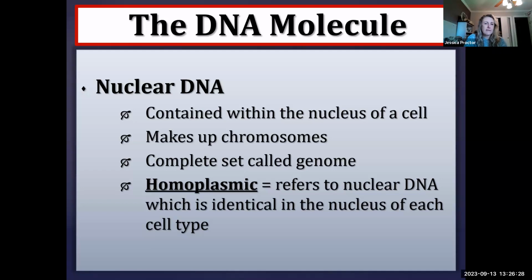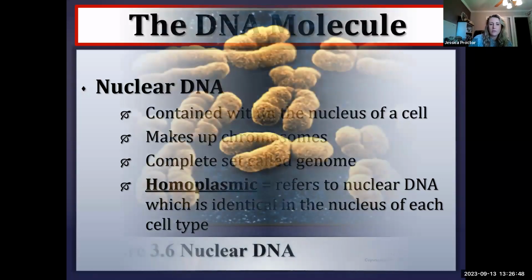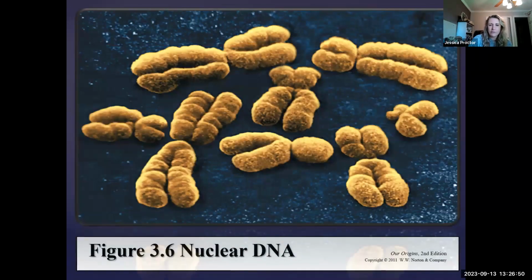So within every single skin cell, the DNA is identical to that in our blood cells, our bone cells, and our nerve cells. Of course, there are specialized cells, but essentially every one of our somatic cells at least contains a complete set of our instructions. All right, so that's what the nuclear DNA looks like underneath a microscope like that.